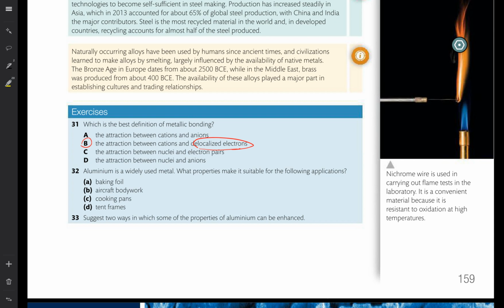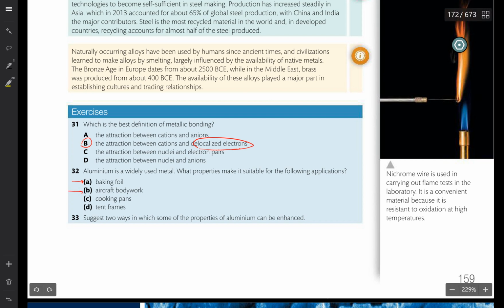Question 32 says aluminium is a widely used metal. What properties make it suitable for the following applications? Okay, they use aluminium as baking foil. The properties that make it suitable for baking foil are that aluminium is malleable. Also, because we are using it for baking, its thermal conductivity is important, and its thermal stability is also important. It must be stable. If, for example, you have a substance that, when heated, combines with the other material, it is useless for cooking. And also it's insoluble, so it doesn't dissolve in the different materials that we use for cooking.